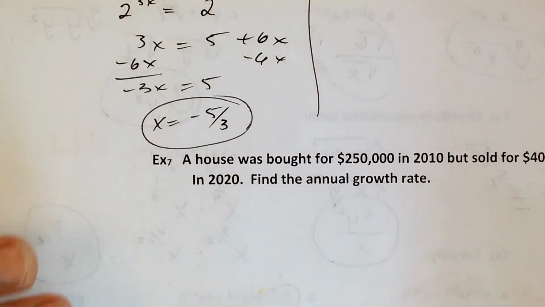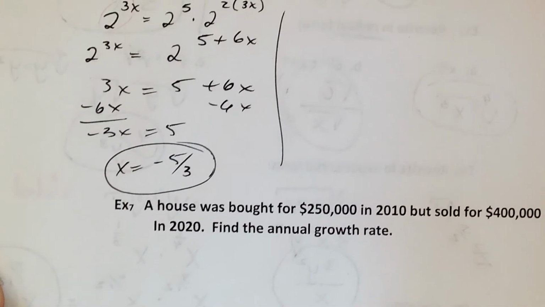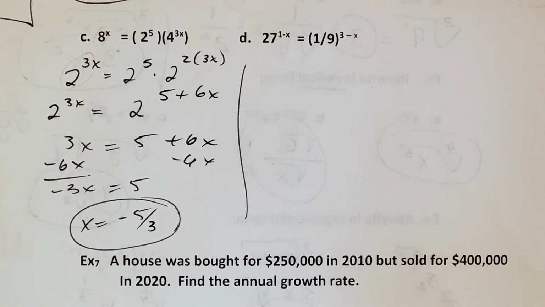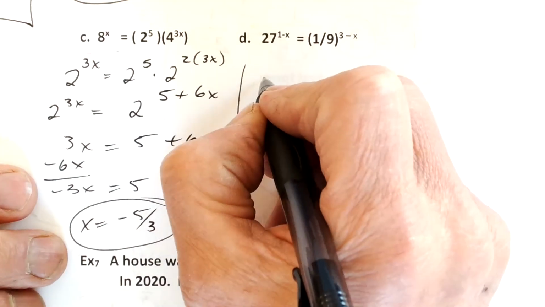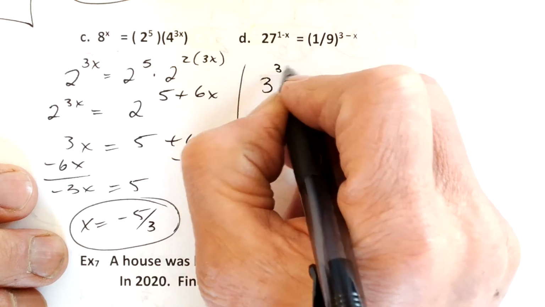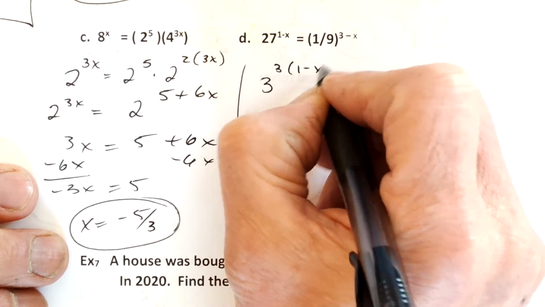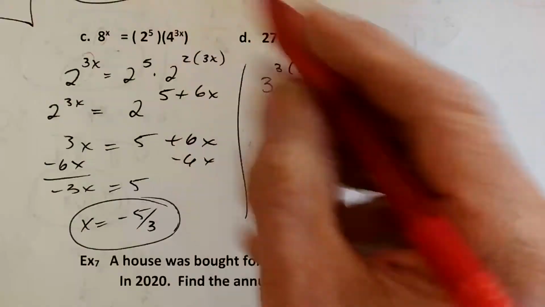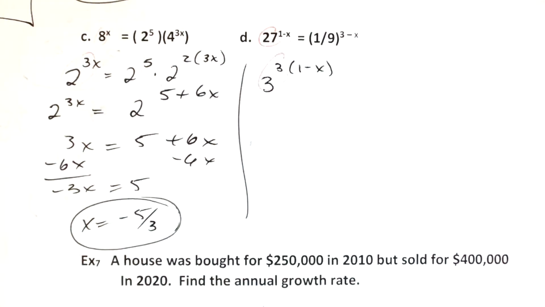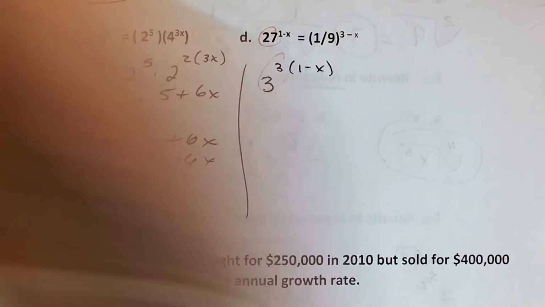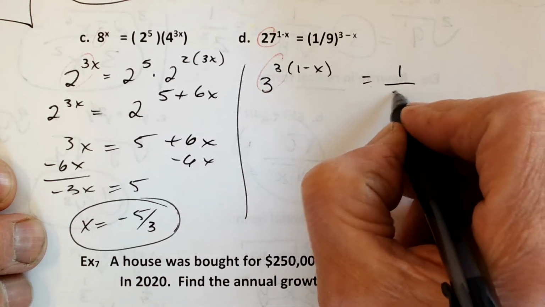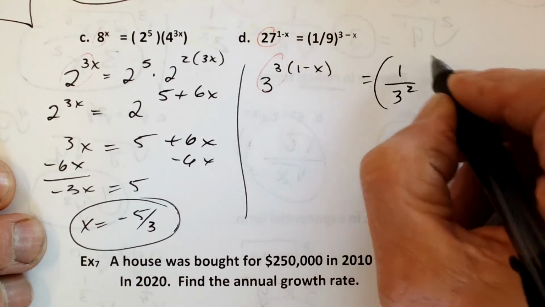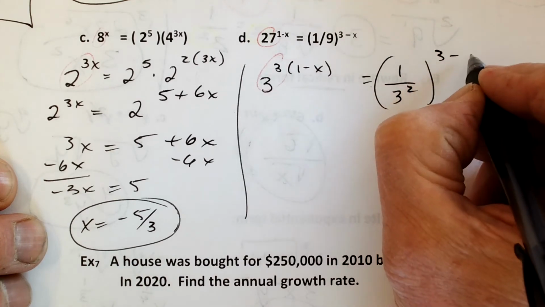Okay, how am I doing? All right, same base. How about 3? We can change them both into a 3, right? So I'm going to change this 27 into 3 cubed, right? There's my 27 equals 1 over 3 squared to the 3 minus x, okay?